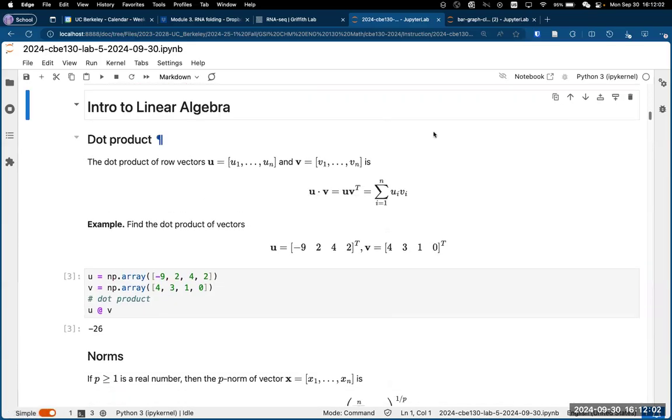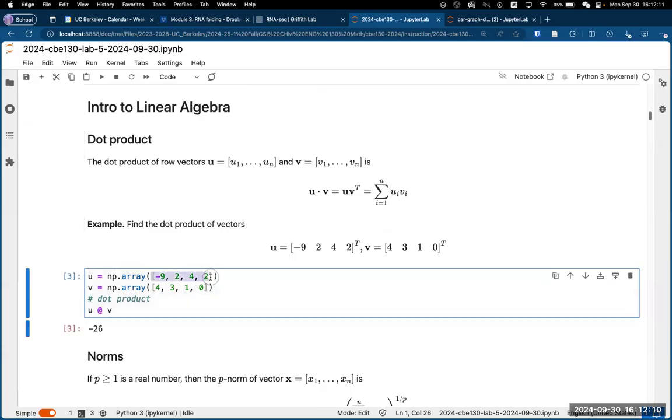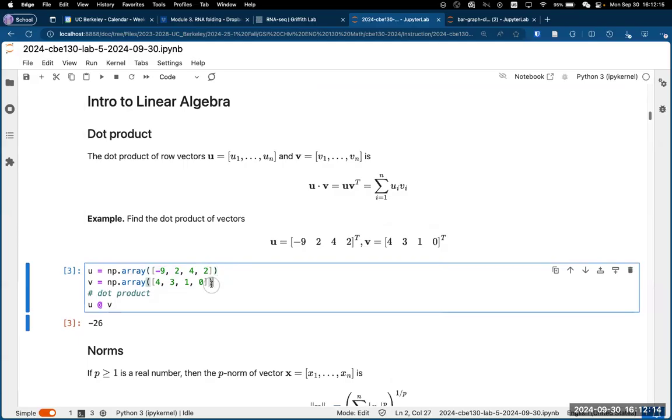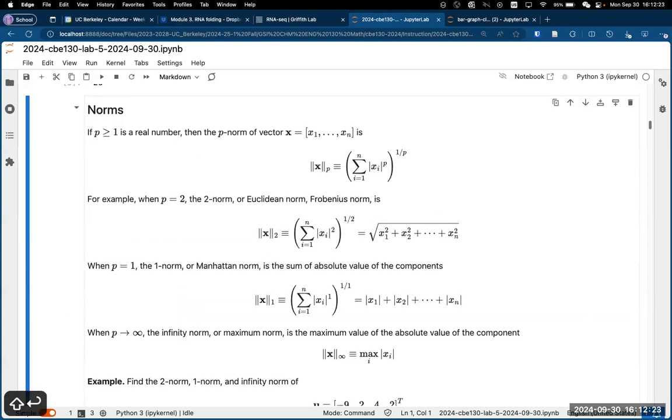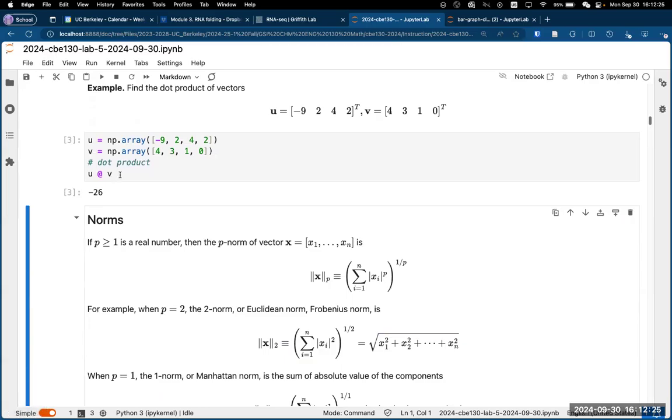So to define vectors or matrices in Python, you can use NumPy's array. If you have a 1D array, this automatically becomes a vector. If you have two vectors and you want to find the dot product between them, in Python, it's using the at symbol. So u at v is equal to u dot v, and it returns a number.